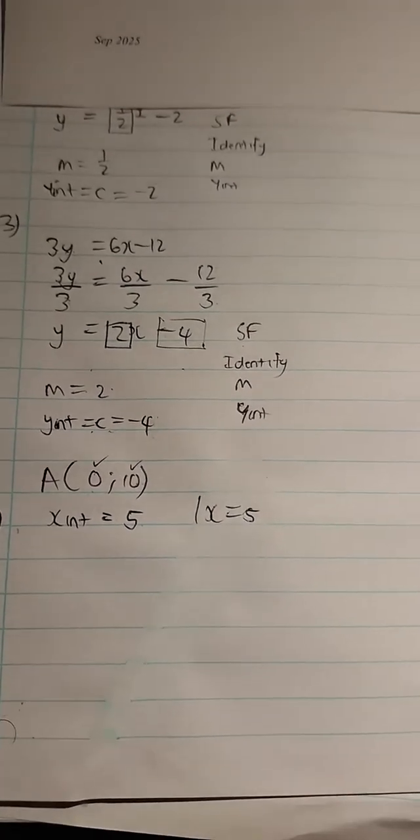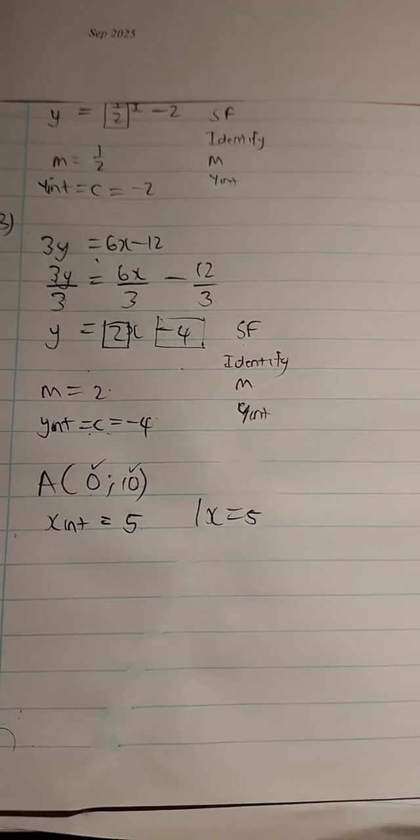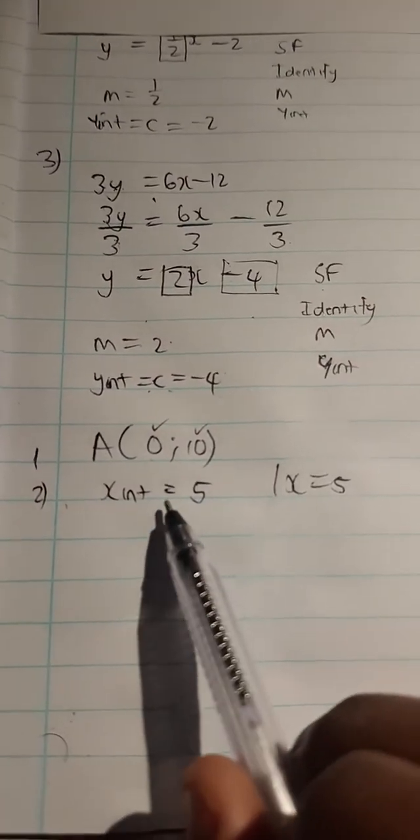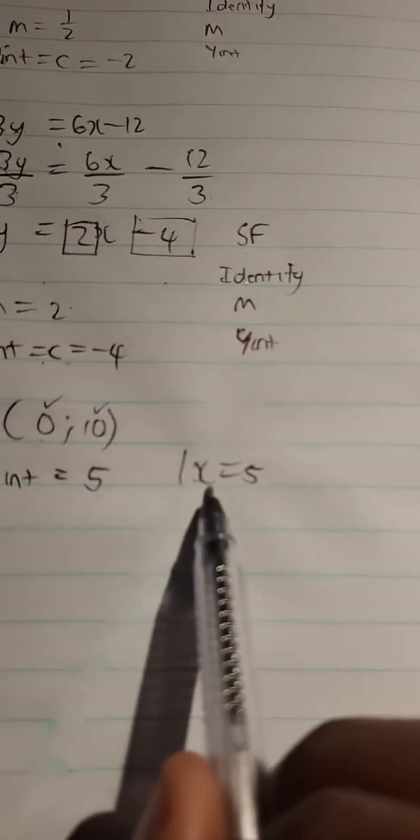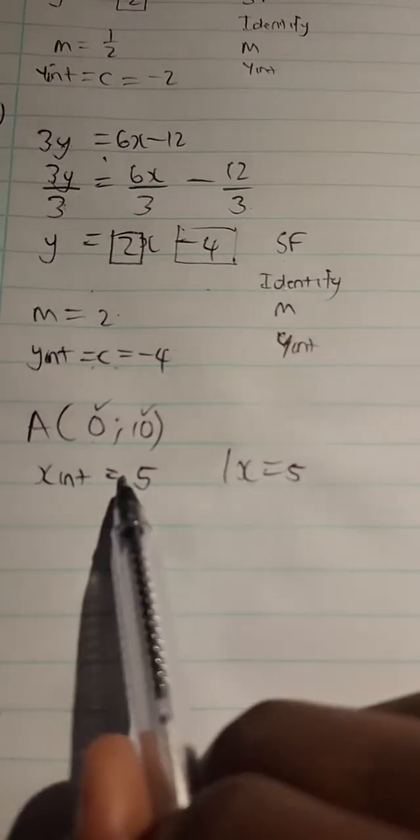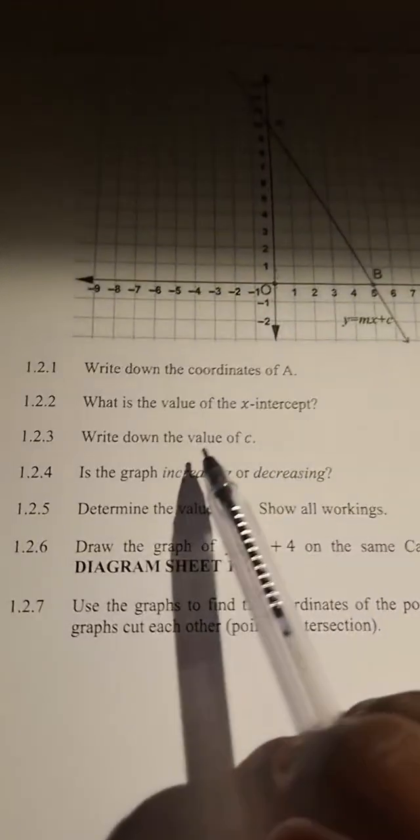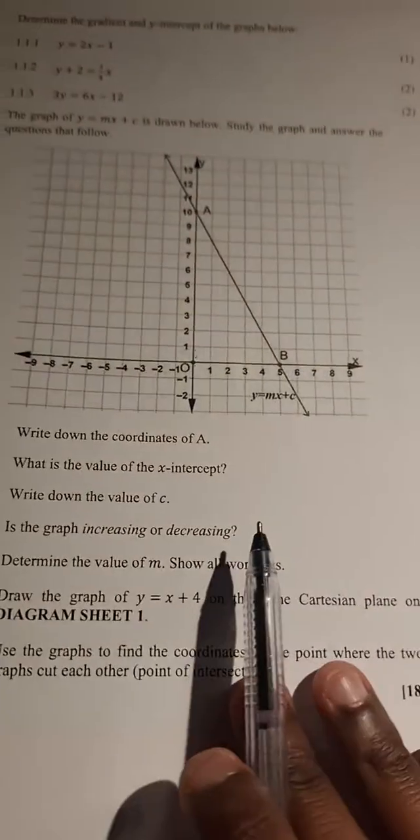But please guys, let's read the question. If they had wanted the coordinates, we would have said 5 and 0. This is the coordinates of the x-intercept. But they want the x-intercept, the value. So we say x-int is equal to 5, or we can say x is equal to 5. This would be the correct way to write our answer. Let's move on. Yes, this is great, guys. Let's move on to the next question.